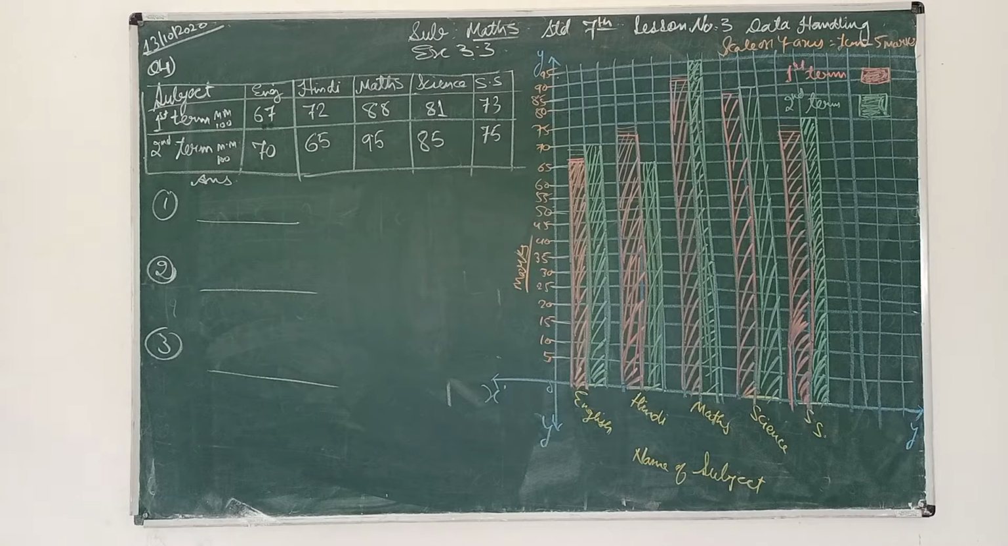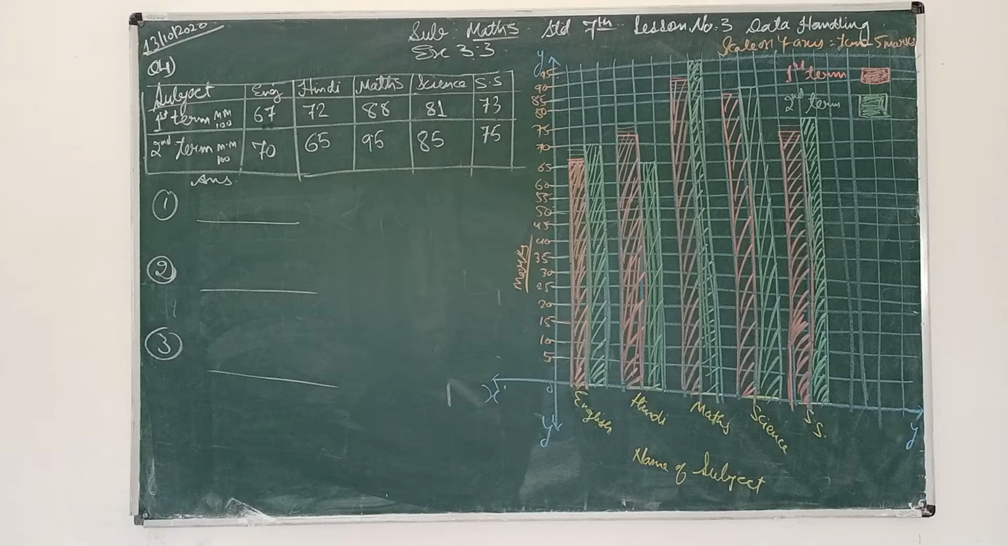What is the first question? Let us see. In which subject has the child improved his performance the most? In which subject the improvement is the least? Has the performance gone down in any subject? Here it is compared with the first term and second term. Draw the performance of the student, first term and second term is given. Draw the double bar graph. We have drawn the double bar graph.